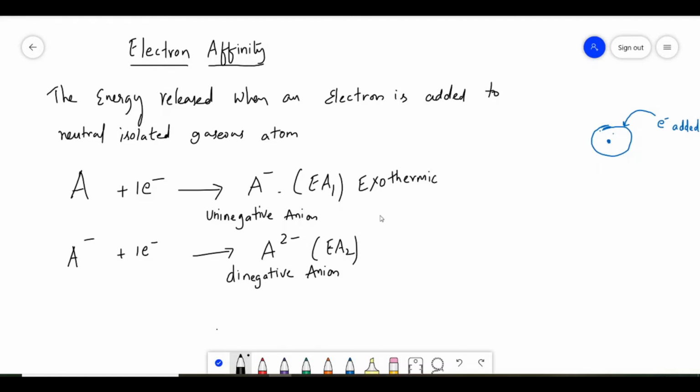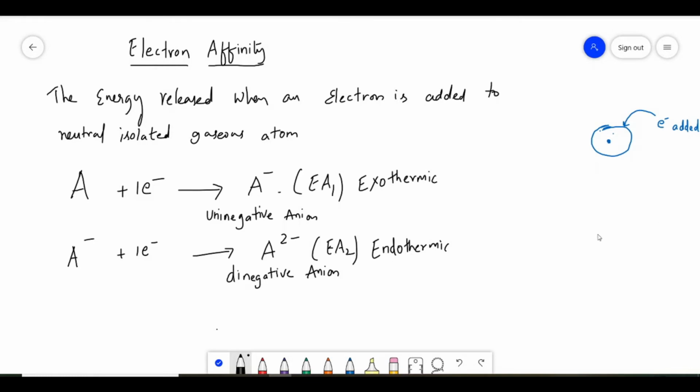But remember this point, it is very, very important. Electron affinity 2 is not exothermic, but it is an endothermic process. So, electron affinity 1 is exo, but electron affinity 2 is endo. Not only 2, all the remaining electron affinities will be endothermic only. So, why is this exo and why is this endo?